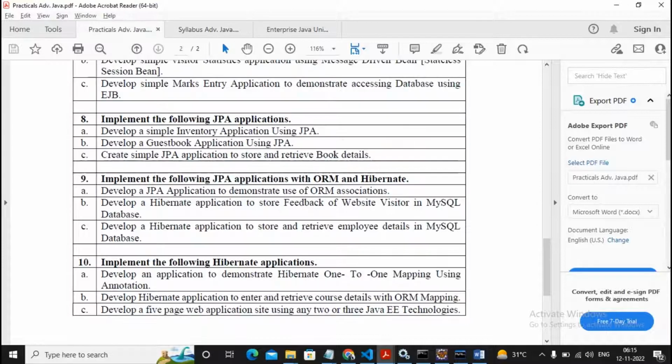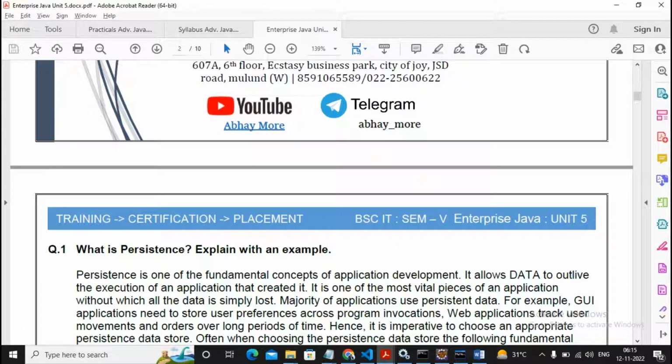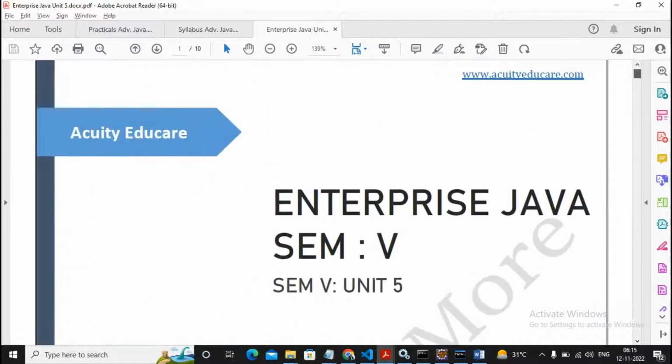The practicals which need to be considered before starting this theory preparation are practical 8 ABC, 9 ABC and 10 ABC. Now, we will discuss all the theory questions which are important for your Unit 5.